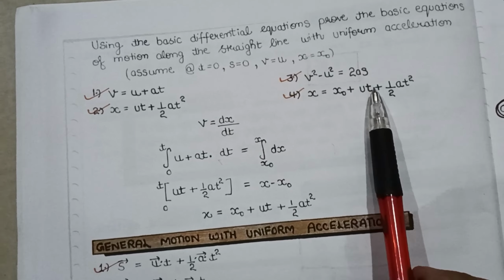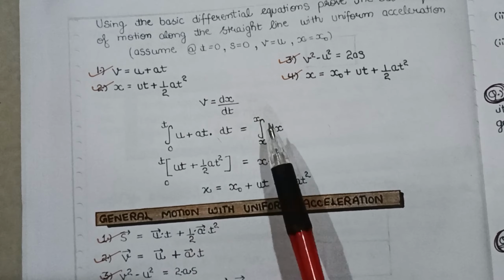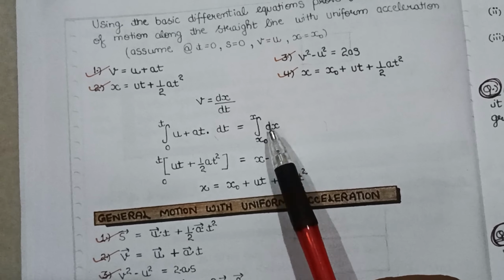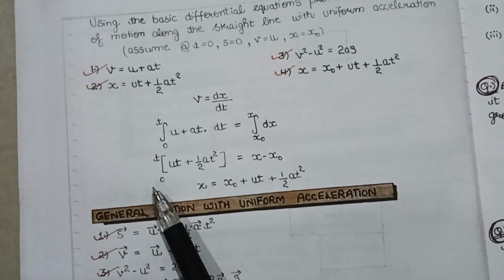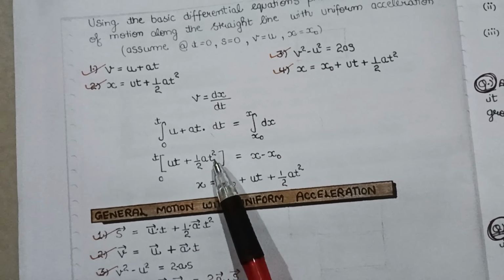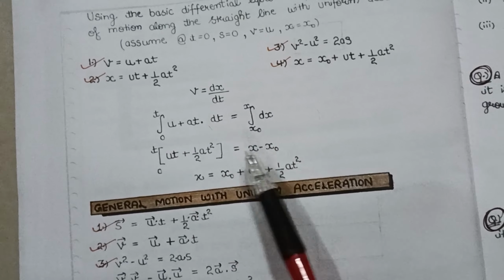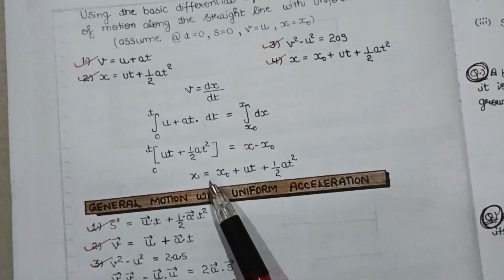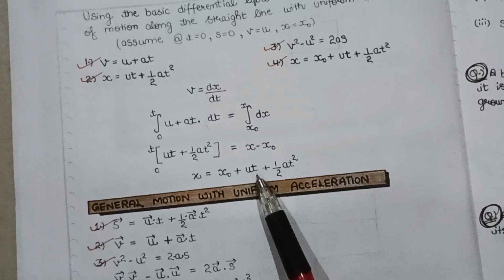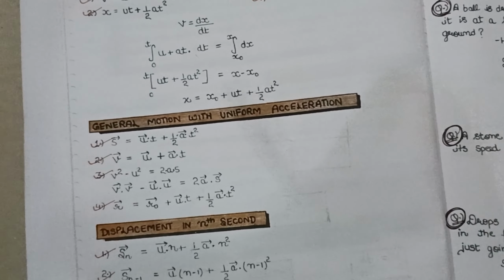v is equal to dx by dt. So, by shifting dt to this side, we get integration of u plus at dt from 0 to t is equal to integration of dx from x naught to x. We get ut plus half of at square, limits 0 to t, is equal to x minus x naught. Therefore, x is equal to x naught plus ut plus half of at square.